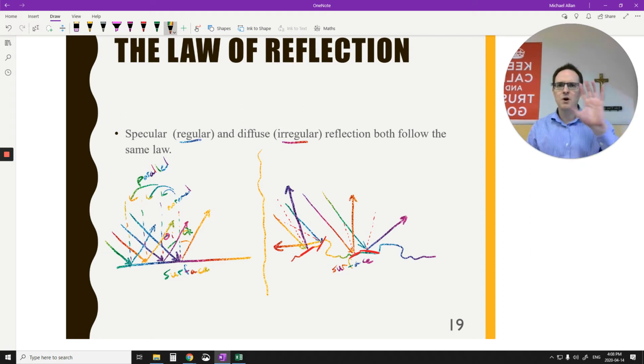Now, for most of what we're going to do, the majority of what we're going to do is regular specular reflection, or semi-regular, where the surface is smooth but it's kind of curved instead.